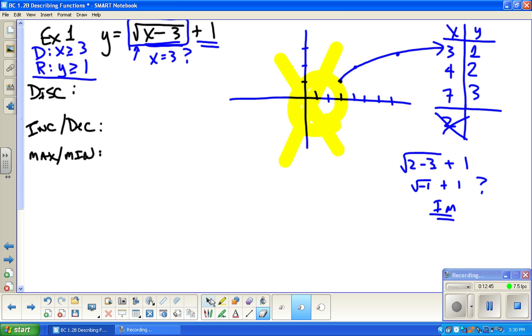Okay, I don't want to really erase. I just want to, let's back up. Whoop, there we go. Okay, so domain, the x values rather, greater than or equal to 3. The range above there, greater than or equal to 1.